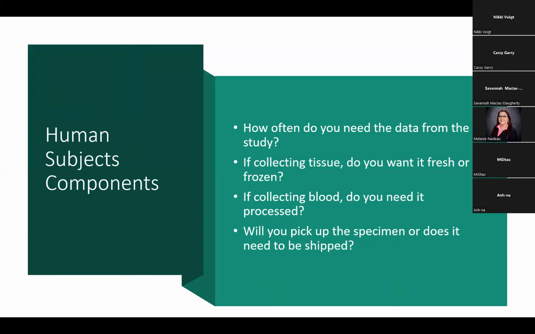And then some of the human subjects components to think about to help us work through the workflows would be how often do you need the data? Are you going to be collecting it after each patient, or is it okay to send the data at the end of the study? If you're collecting frozen tissue, do you want it fresh or do you want it frozen? The same with blood. Do you need the blood processed or do you just want whole unprocessed blood? And will you be picking up the specimen from the institution or do we need to ship it via FedEx to you?